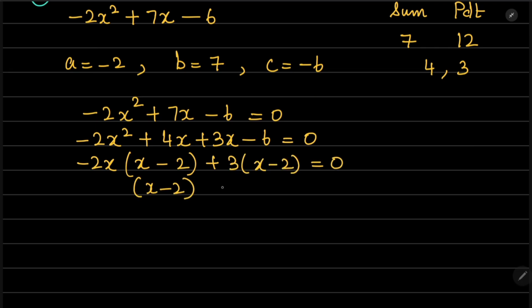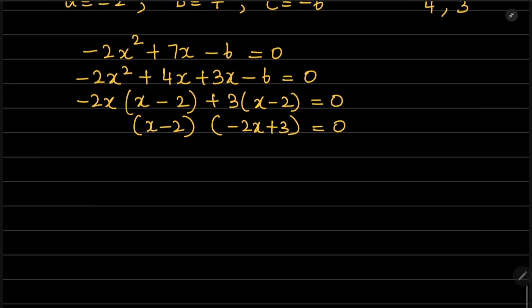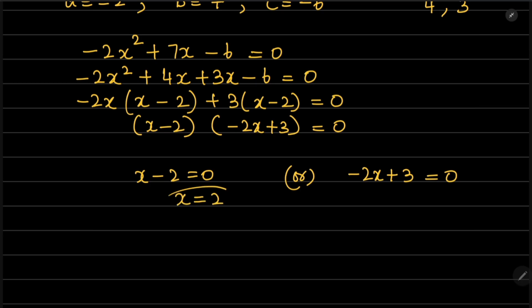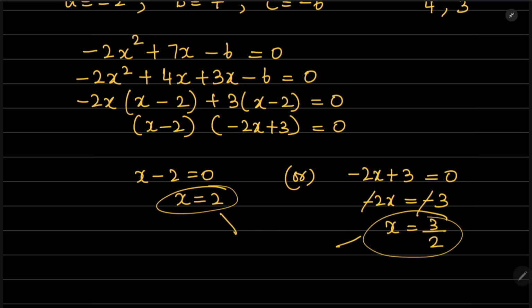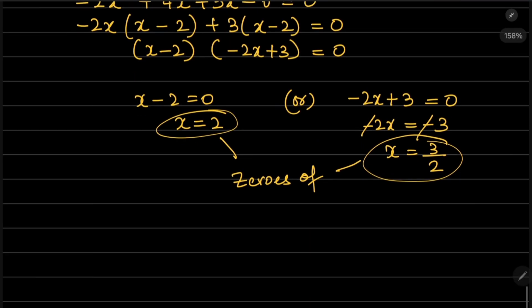So x minus 2 is common, and then minus 2x plus 3 is the other term, equal to 0. So either x minus 2 is equal to 0 or minus 2x plus 3 is equal to 0. So x is equal to 2 in the first case, and minus 2x equal to minus 3. Minus minus gets cancelled. x is equal to 3 by 2. So these two are the zeros of the given quadratic polynomial.